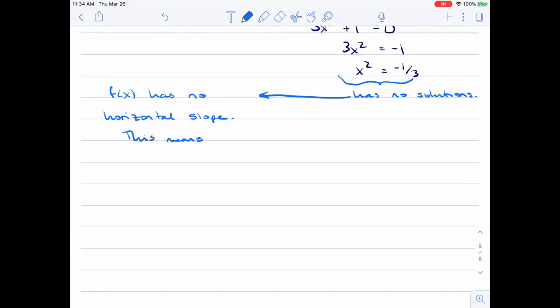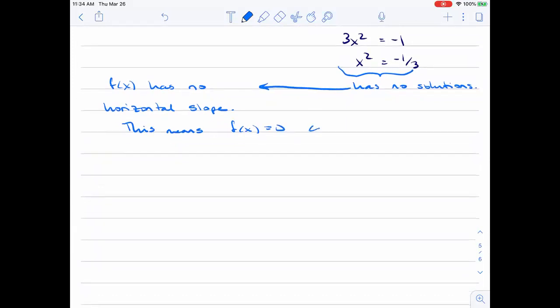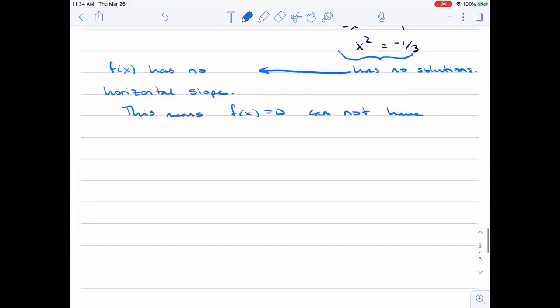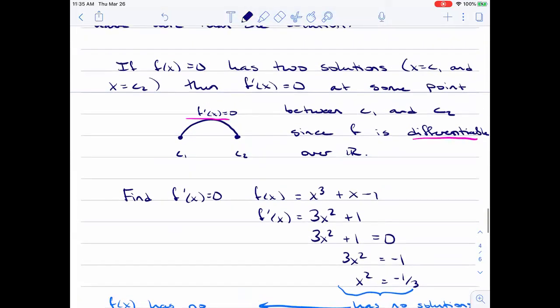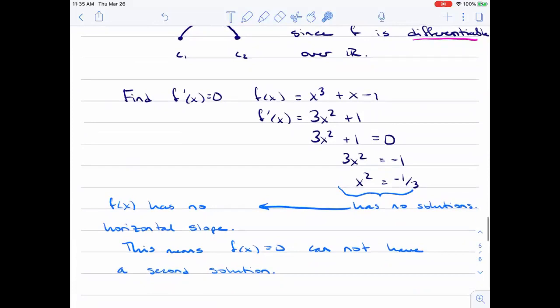This means that f of x equals 0 cannot have a second solution. Right? Because we said, okay, let's assume that there are two solutions. Then they would look something like this, but then we know that we're going to find a horizontal tangent line between them, right? And so what we're finding here is we actually find no solutions to where the derivative is 0.